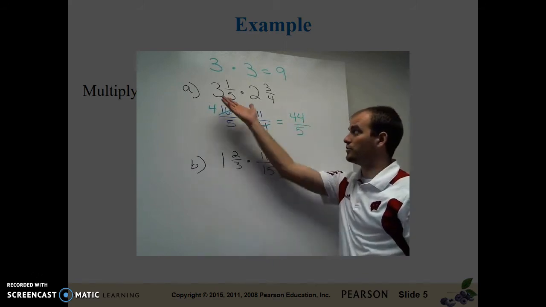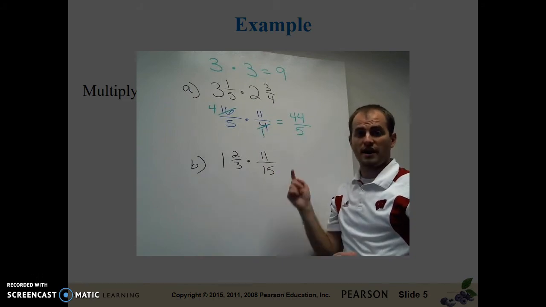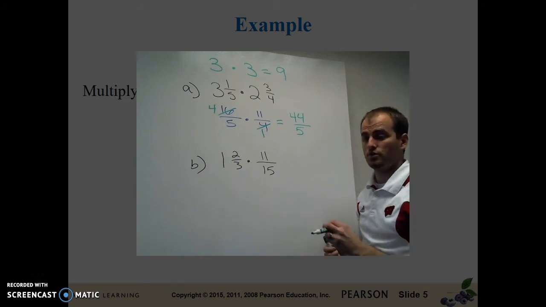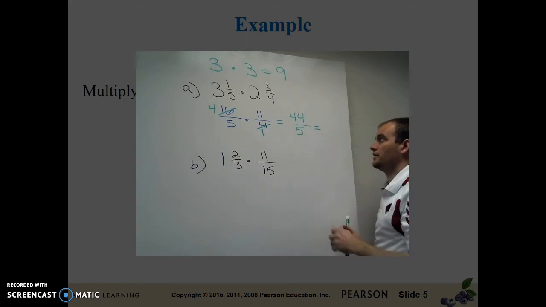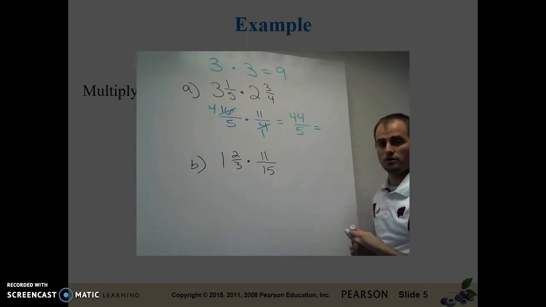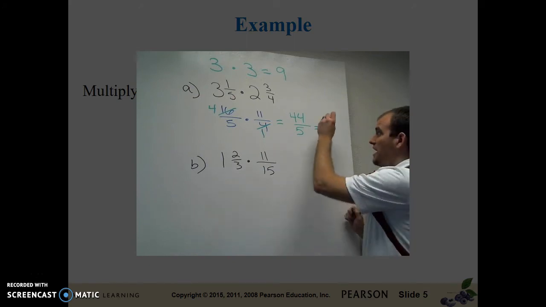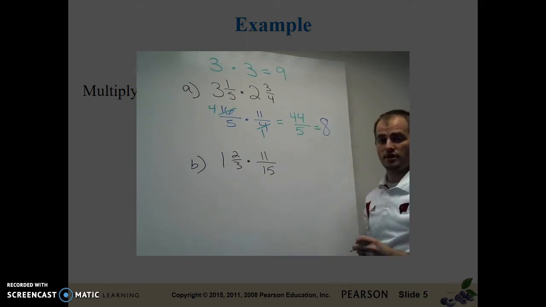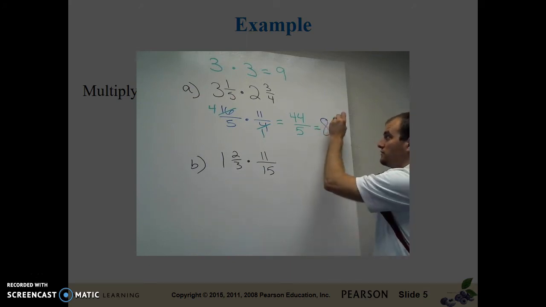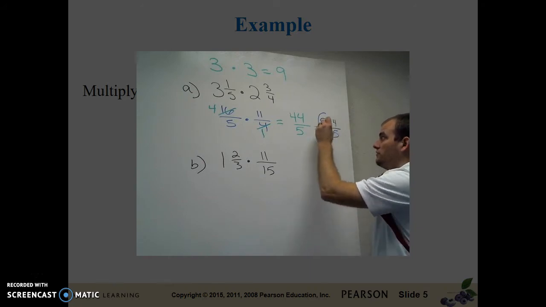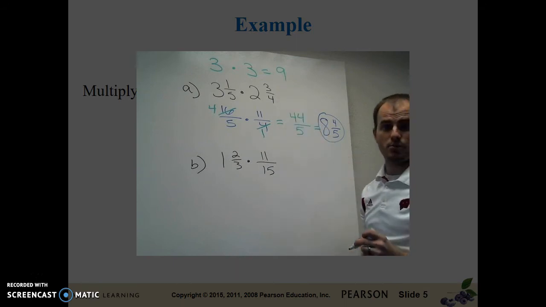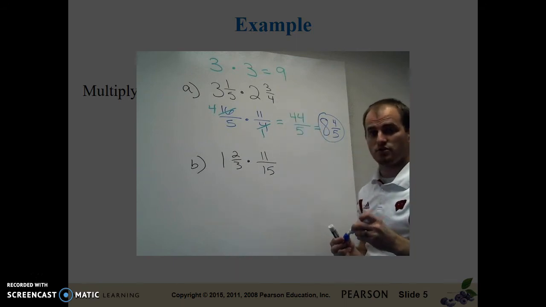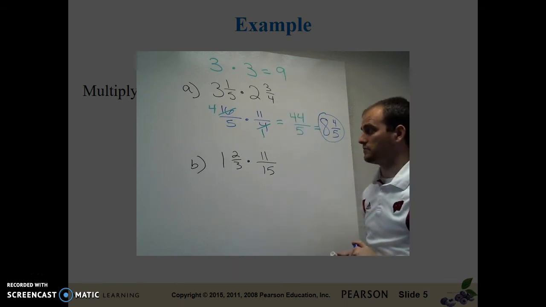Now, since the problem was written with mixed numbers, our answer needs to be converted into a mixed number. So again, to do that, you ask yourself, how many times does 5 go into 44? Well, 5 times 8 is 40, so there's 4 left over, so it's 8 4/5, which is really close to our estimate. Remember, we should be getting an answer around 9.